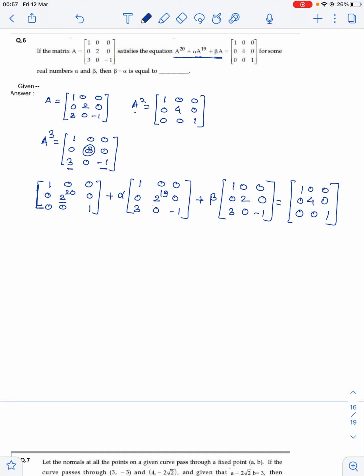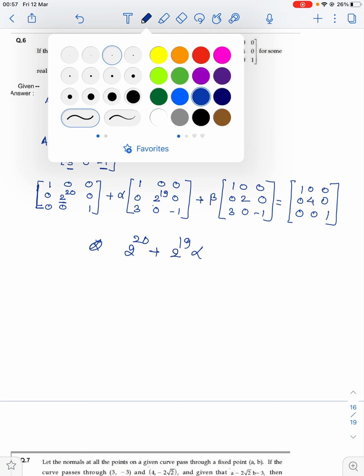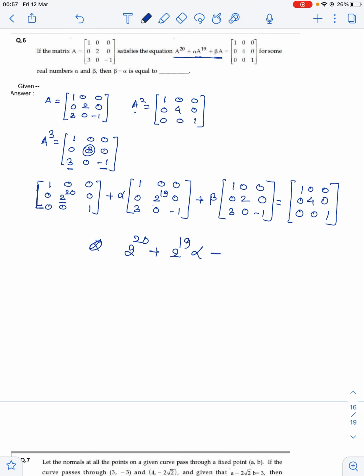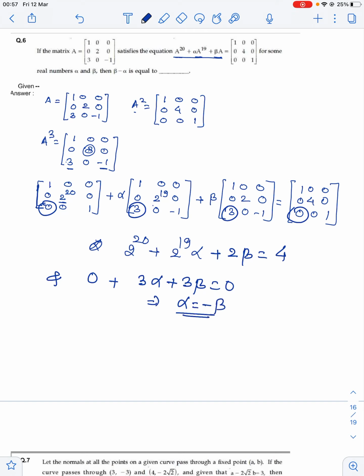So first is the middle term I am comparing, which is 2 to the power 20 plus 2 to the power 19 alpha, 2 to the power 19 alpha plus 2 beta is equal to 4. And if I compare this term, then we have 0 plus 3 alpha plus 3 beta is equal to 0. That means alpha equal to minus beta. So alpha equal to minus beta I am putting over here.